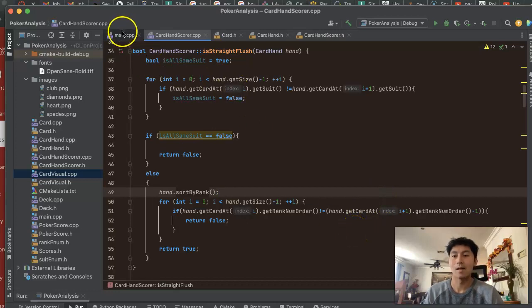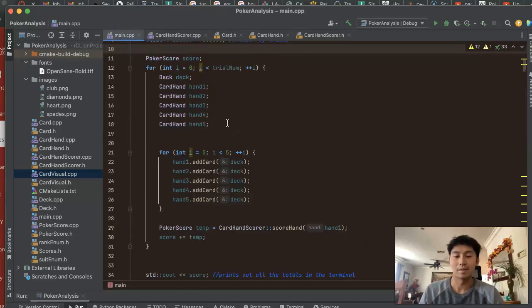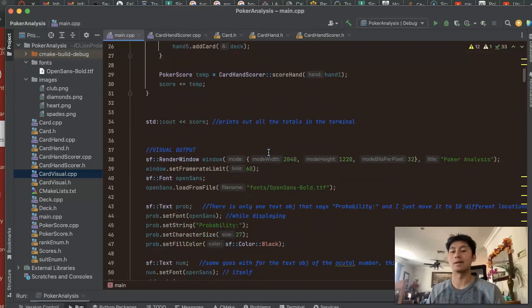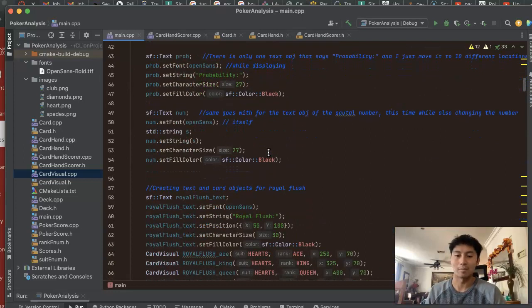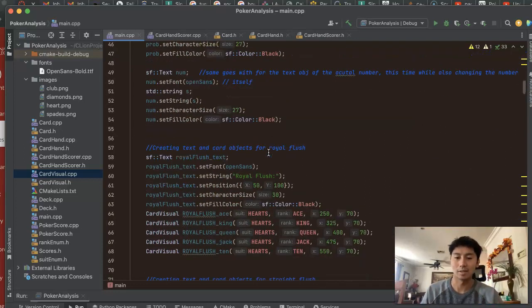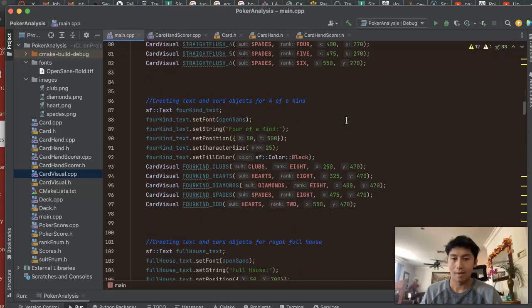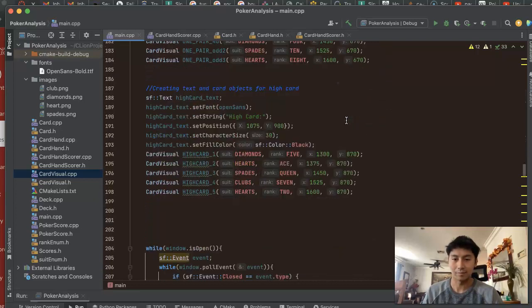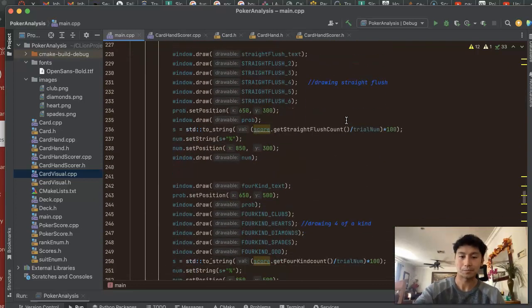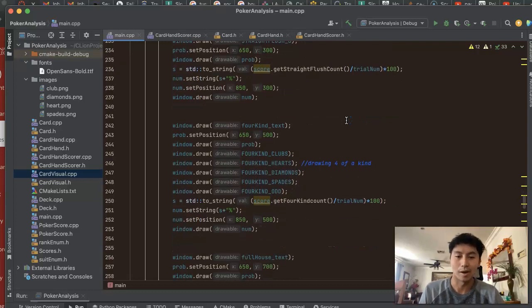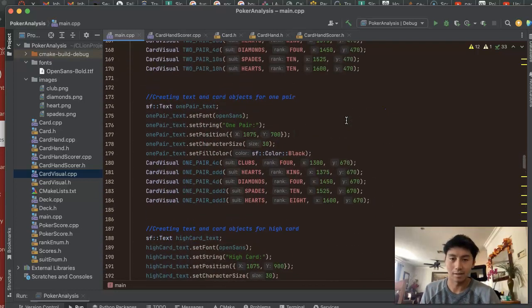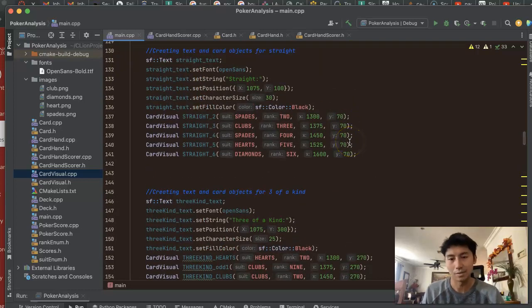In my main function, something that I wish I was able to clean up, because it wasn't too much of a challenge, it was just something that I'm not too happy about, was when I was drawing the card objects. I have about 100 lines of card visual object declarations and text declarations, and a lot of lines that are drawing them in the window. I wish there was a way that I could have cleaned this up a bit, but it is what it is.